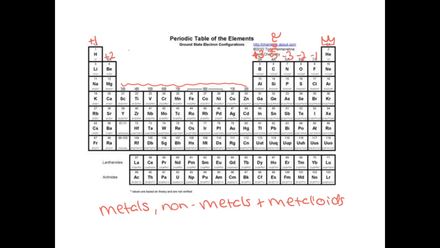And it will help you. But only write the things that I tell you that you can write on it. So for today, you're writing the little numbers at the top, and you are labeling or coloring in the metals, nonmetals, and metalloids.